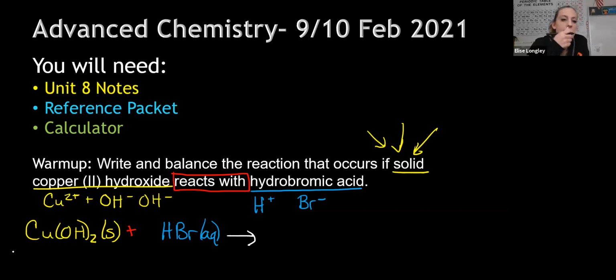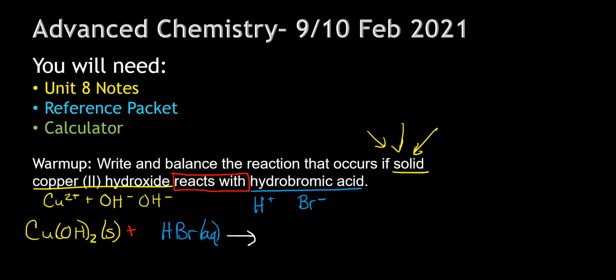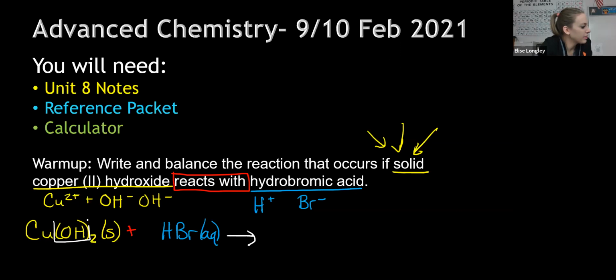Back up one step. What type of reaction is this? Single replacement, double replacement, combustion, synthesis, decomp? What is it? Double replacement. Yes, so that means that this molecule and this molecule are going to replace each other. Hydroxide is going to replace bromine, and bromine is going to replace hydroxide.